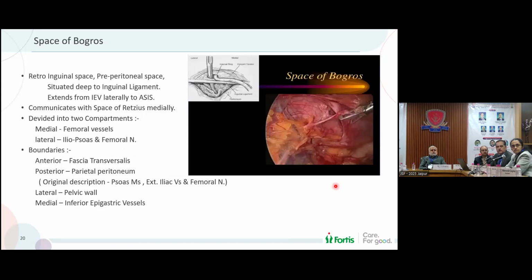and is divided into two compartments: a medial one, which contains the femoral vessels, and a lateral one, which contains the iliopsoas and the femoral nerve. It is bounded anteriorly by the fascia transversalis, and posteriorly by, in Bogros's original description, the psoas muscle, external iliac vessels, and femoral nerve. The lateral boundary is the pelvic wall, and the medial boundary is the inferior epigastric vessel.